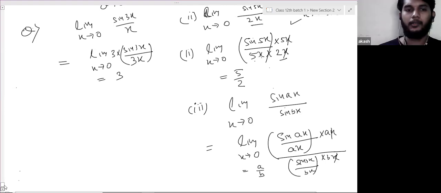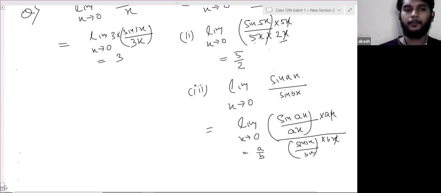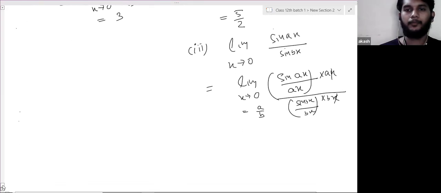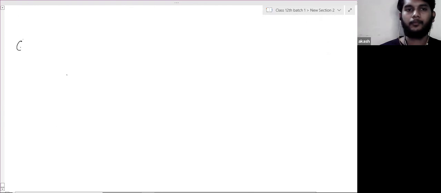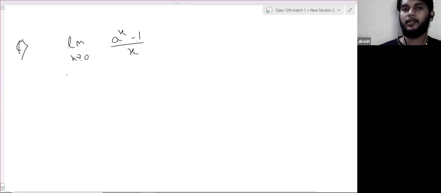Next, the last 3 formulas for this. If you have limit x tending to 0, a raised to the power x minus 1 upon x, and you put x equals to 0, then a raised to the power 0 is 1, 1 minus 1 is 0, 0 upon 0 is not defined. And this answer is log a. All right, this is base e, natural log we are talking about.